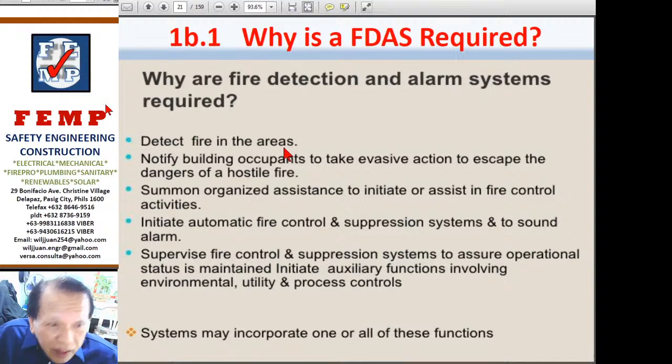To detect fire in areas, notify building occupants to take evasive action to escape the dangers of the hostile fire, to summon organized assistance, to initiate or assist in fire control activities, initiate automatic fire control suppression systems, and to sound an alarm, and supervise the fire control and suppression system to assure operational status, and maintain, initiate auxiliary functions involving environmental, utility, and process control. So these are the functions of a fire detection and alarm system.